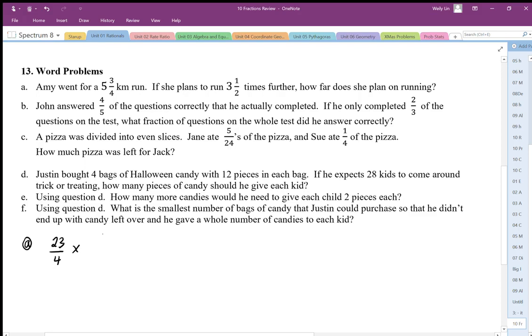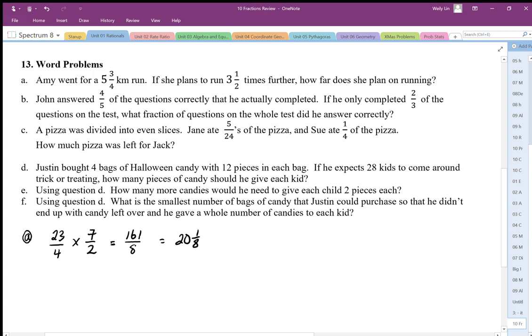So we're going to have 3.5 groups of things. So basically we're going to multiply by the 3.5. So let's convert that to an improper fraction. Okay, so when we multiply this out, there's no common factors shared. So we end up with 161 over 8. Okay, so that works out to be 20 1/8 kilometers.